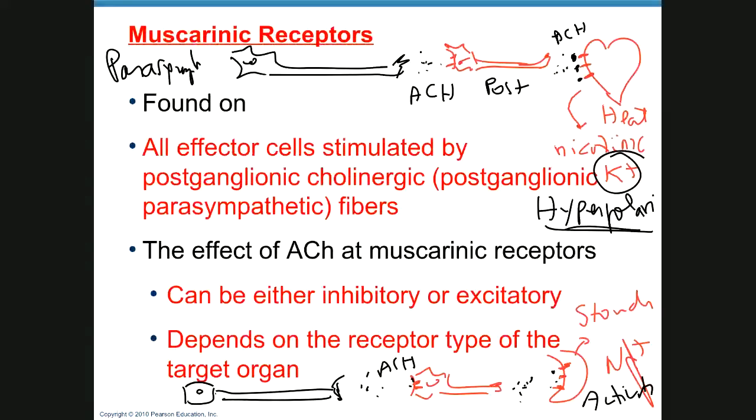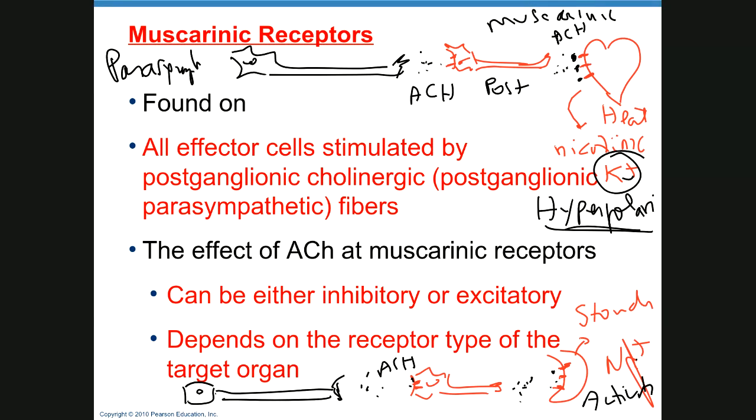So the nicotinic receptors could be inhibitory, as in the case of the heart, or... No, sorry, I'm so sorry. Thank you for correcting me. Muscarinic receptors. The muscarinic receptors of the heart are potassium channels which inhibit the heart. The muscarinic receptors in the stomach are sodium channels which activate the stomach.